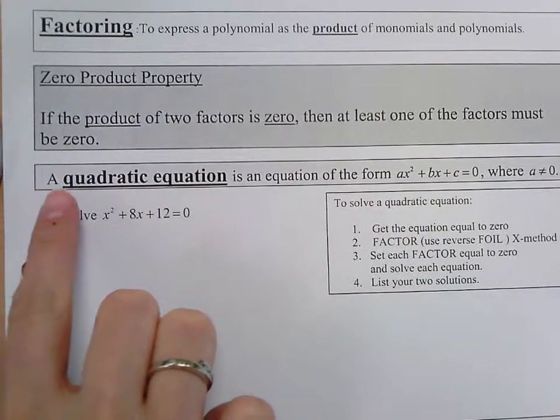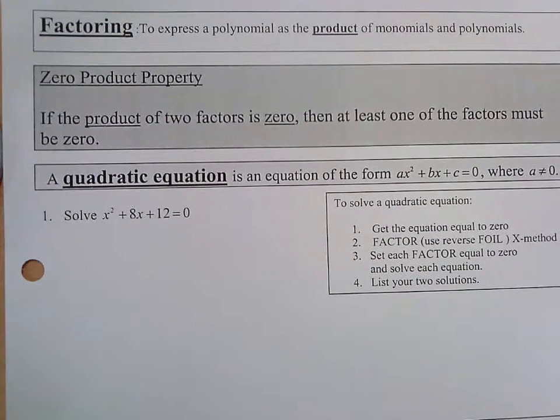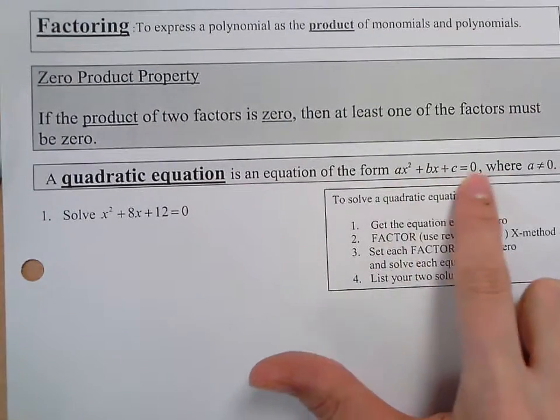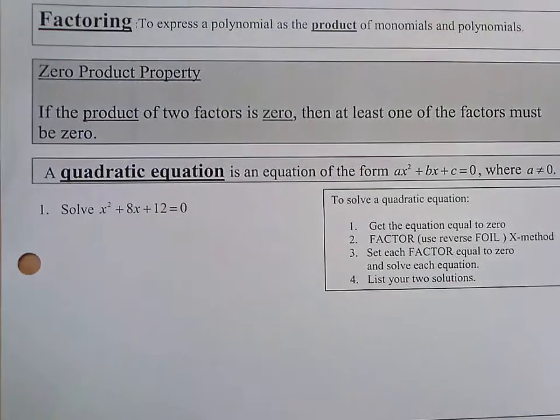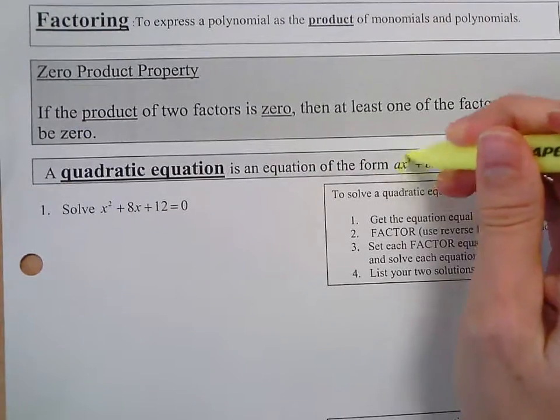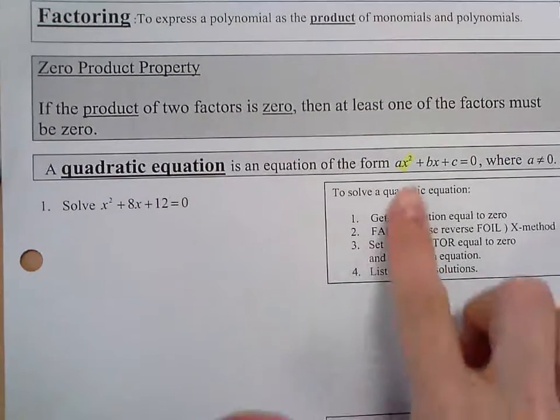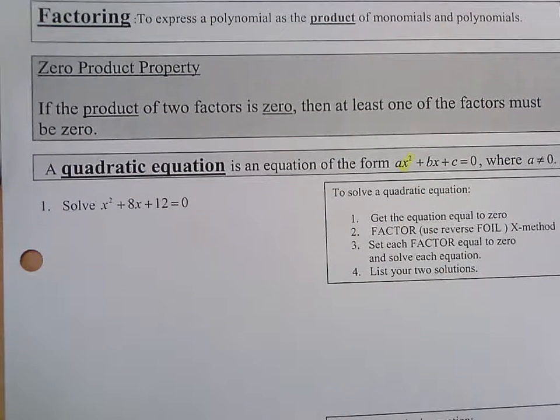And then just a reminder, to solve a quadratic equation, you need to know what a quadratic equation is. So it's an equation that's in this form. What makes it quadratic is the highest power on x is 2. You have an x squared in your equation. The degree is 2. And then a just can't be 0 because you need to have the x squared there.